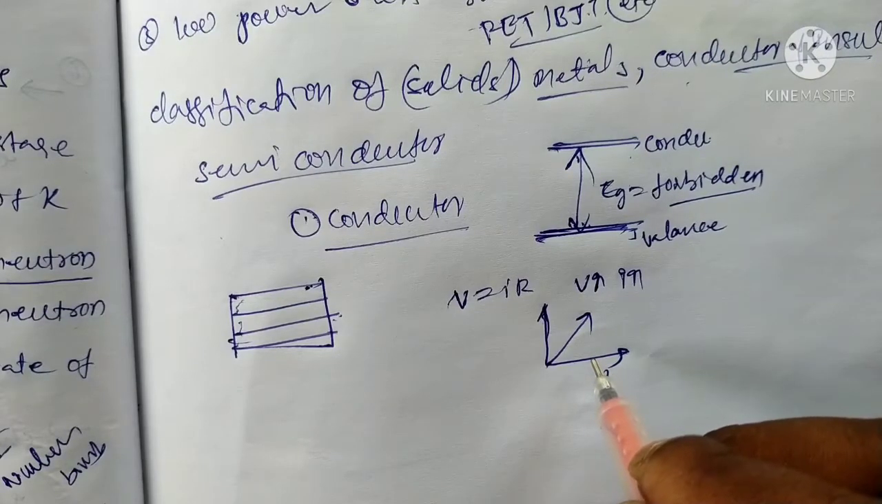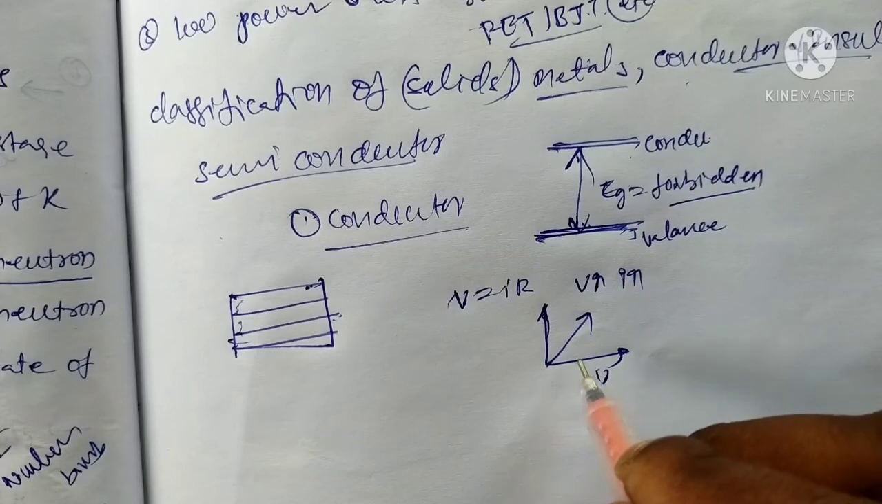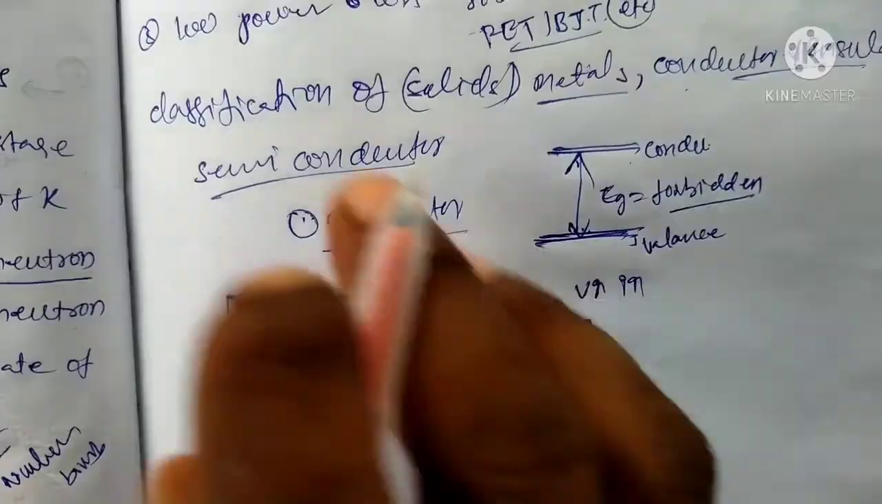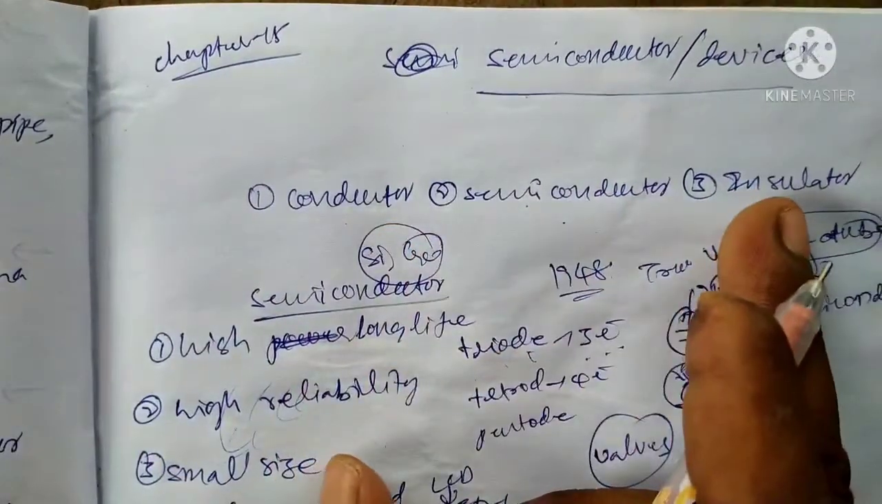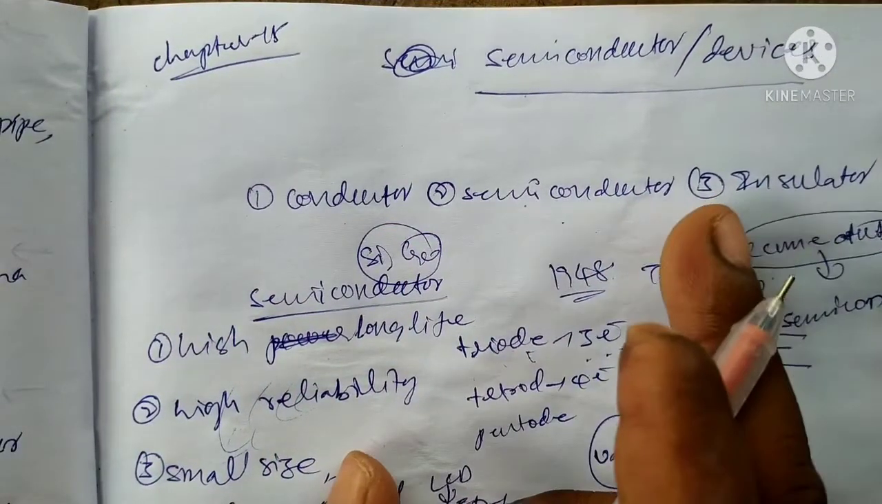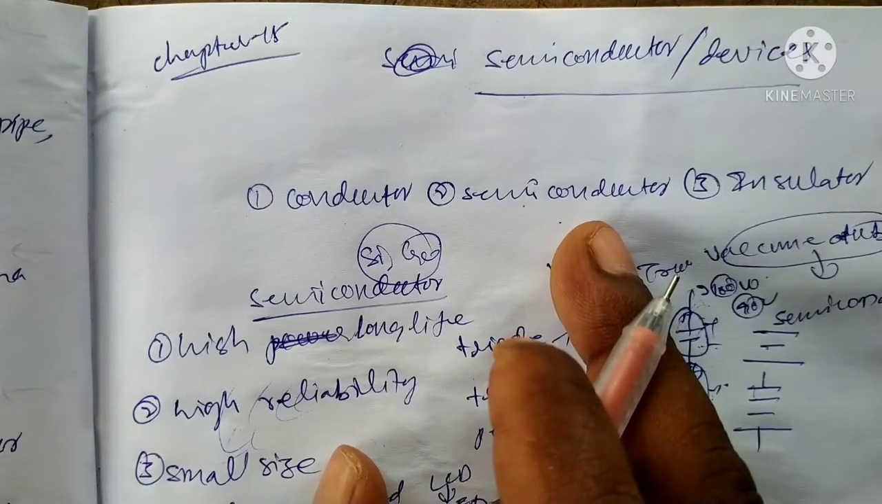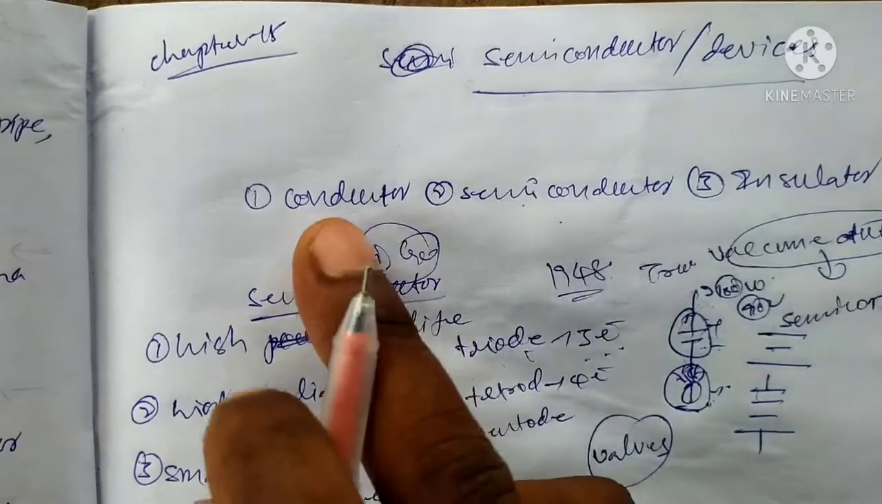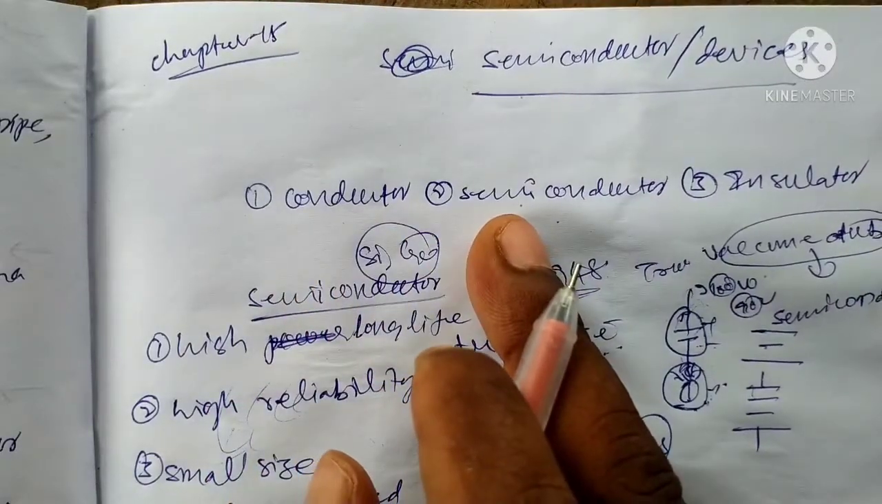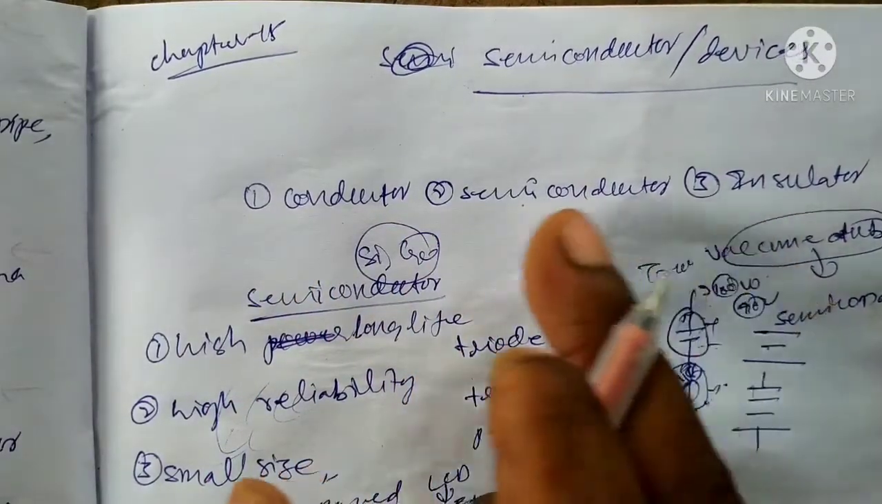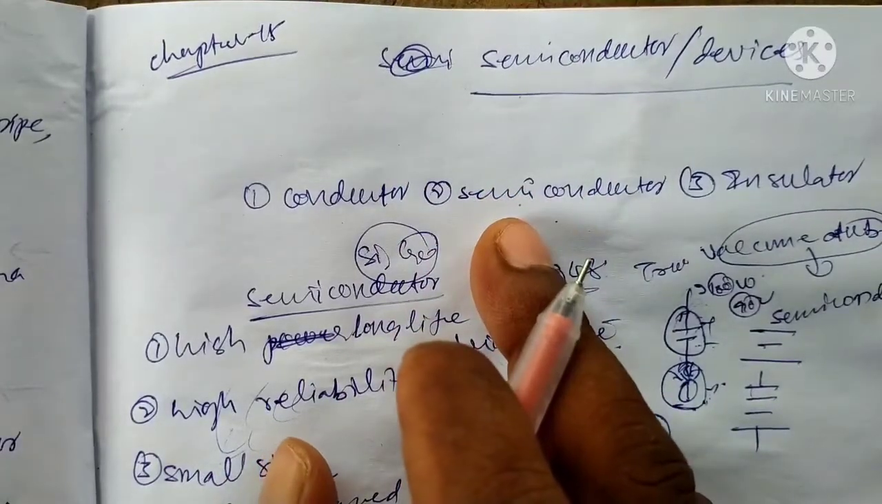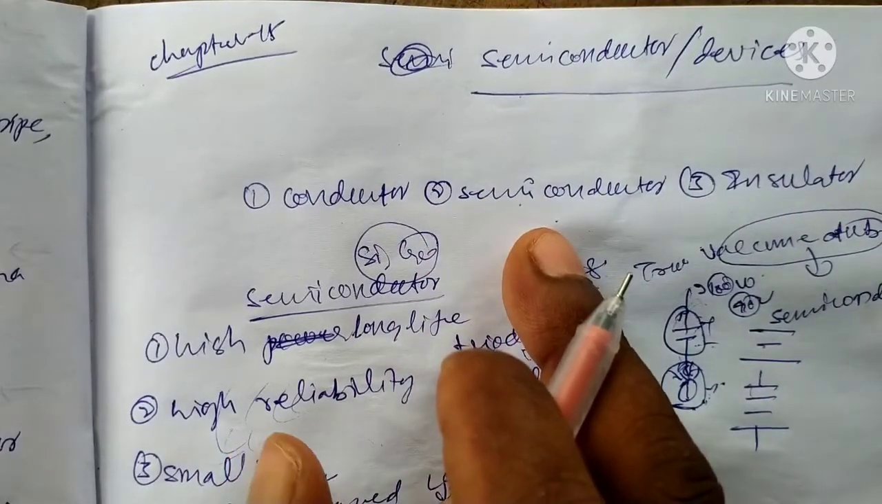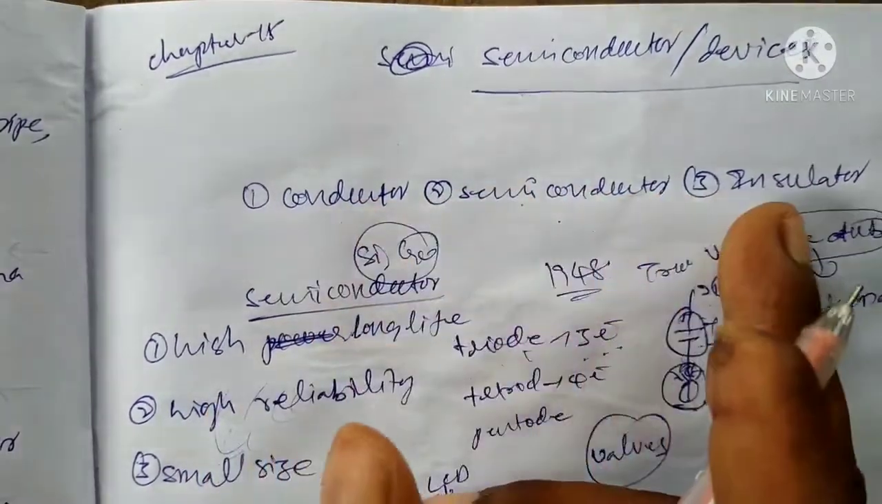And also the main advantages of the semiconductor compared to conductor and insulator. According to band theory, the classification of materials can be classified into three types. One is conductor, the second one is semiconductor, third one is insulator. Okay, we are going to semiconductors. Semiconductors have the most applications compared to conductors and insulators.